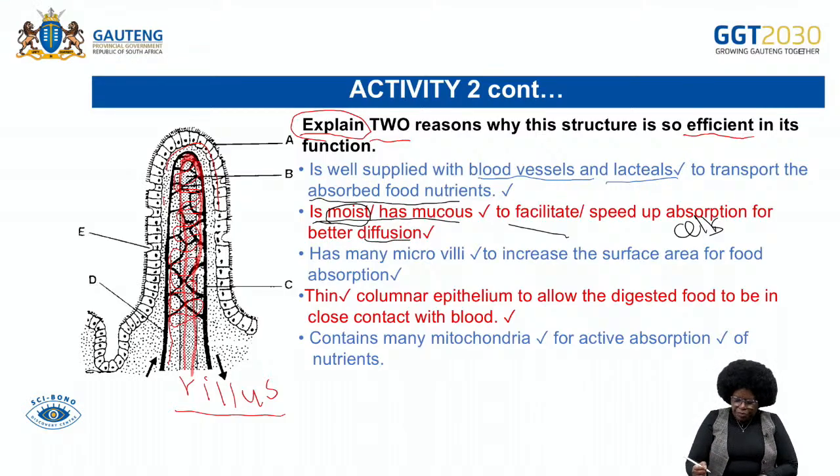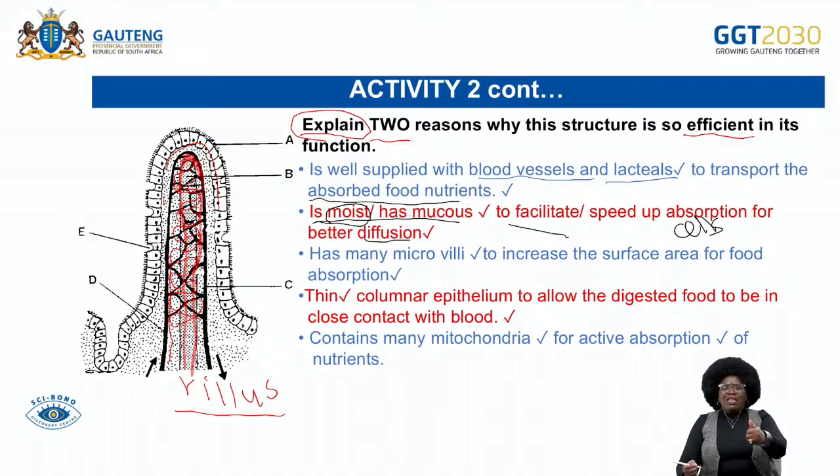Imagine if the examiner gives you a question with 8 marks. You score them easy. You just mention the presence of blood vessels and the lacteals, and you tell us they transport the absorbed food nutrients, and then you say, by the way, it is moist. Goblet cells secrete mucus, which keeps the area moist and allows the nutrients to dissolve for better diffusion. You can see the mark allocation as well.